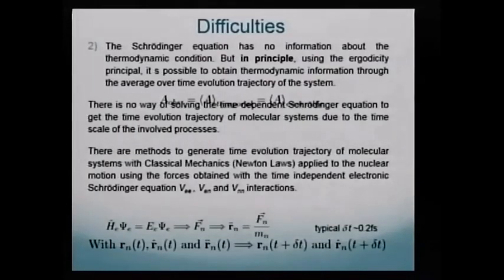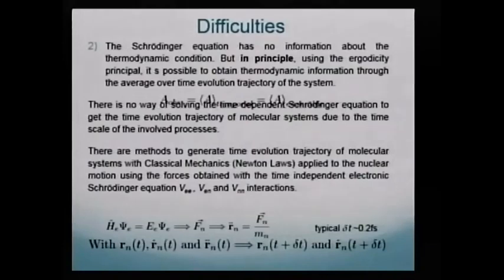That if you want an observable property that you can measure, you can think of this property as an average over time or an average over ensembles. So I can think, okay, if I can solve the Schrödinger equation with time evolution, I have a trajectory, and then I can take the average and obtain the thermodynamic information.